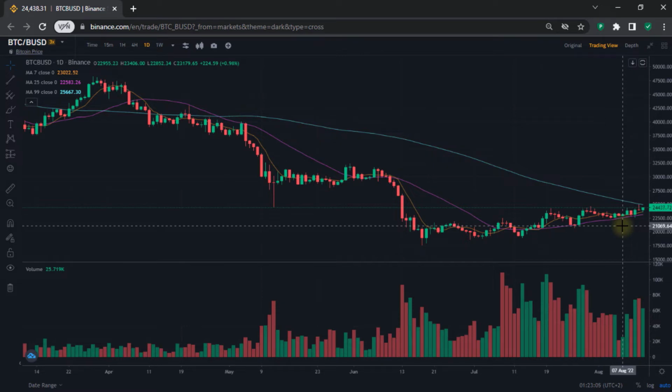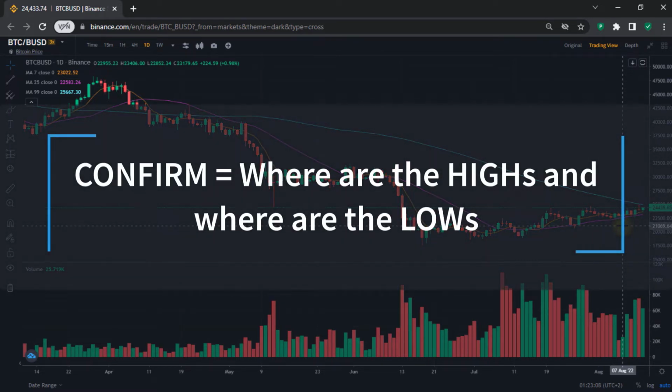How you can confirm this? We're looking at our pivot points and we're looking at where was the last high and where was the last low.